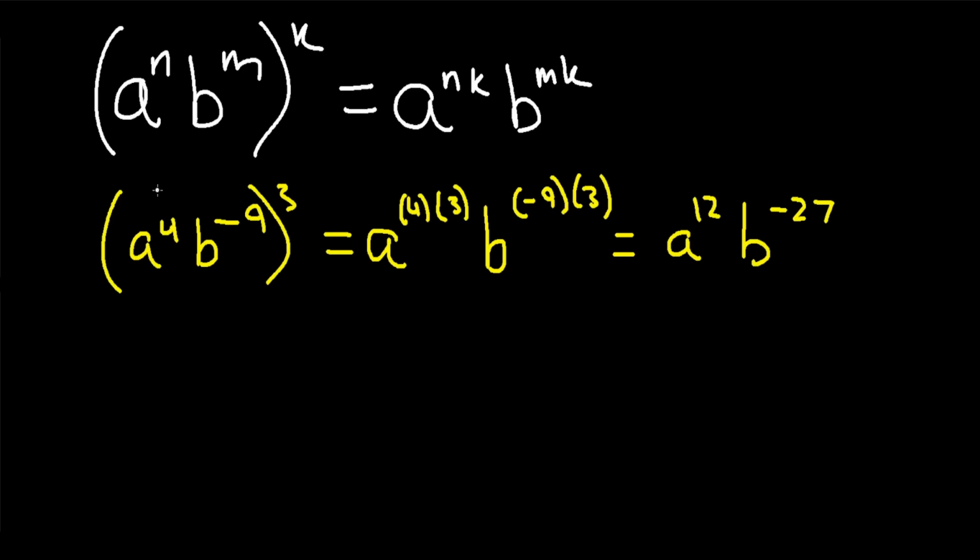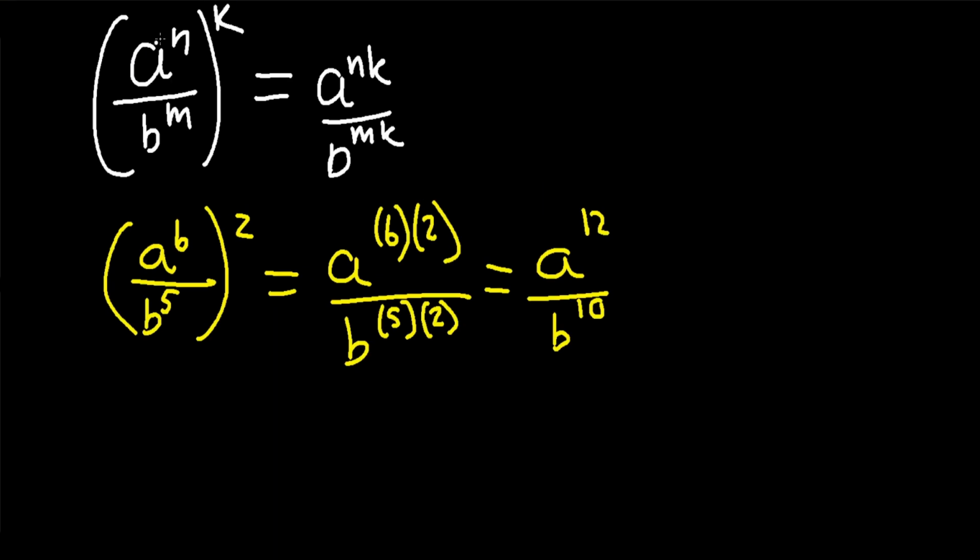So for example, if we have a to the power of 4 times b to the power of negative 9 all inside the brackets, all to the power of 3, then that's the same as saying a to the power of 4 times 3 times b to the power of negative 9 times 3, which when simplified is a to the power of 12 times b to the power of negative 27. Now, if you've noticed, this property is just a combination of our second and fourth properties.